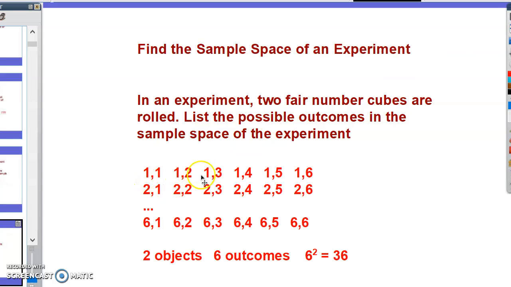So I could get a 1 and a 1, which we call snake eyes, a 1 and a 2, 1 and a 3, 1 and a 4, 1 and a 5, 1 and a 6. Or I could have a 2 and a 1, a 2 and a 2. I can go all the way up to 6 and 6, and that's called box cars, kind of like a railroad box car. I have 2 objects, my fair number cube number 1, my fair number cube number 2. I have 6 outcomes, so number of outcomes raised to the power of number of objects gives me 36 possible outcomes in this sample space.